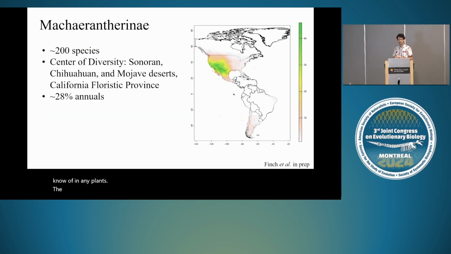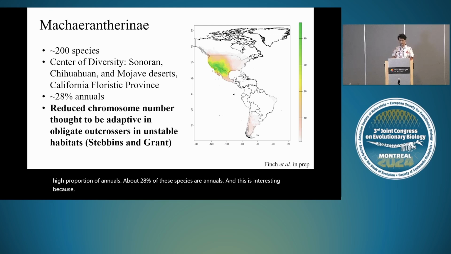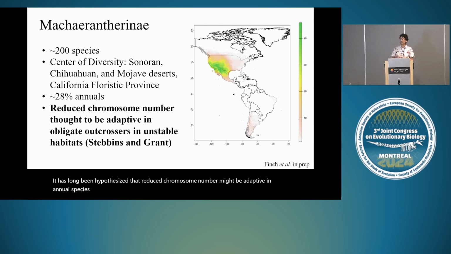The clade has about 200 species with centers of diversity in the Southwest, so the Sonoran, Chihuahuan, and Mojave deserts, as well as the California floristic province. And not unlike a lot of clades that occupy these kinds of xeric habitats, there's an unusually high proportion of annuals. About 28% of these species are annuals. This is interesting because it has long been hypothesized that reduced chromosome number might be adaptive in annual species, particularly obligate outcrossing species that occupy unstable habitats, like desert habitats.